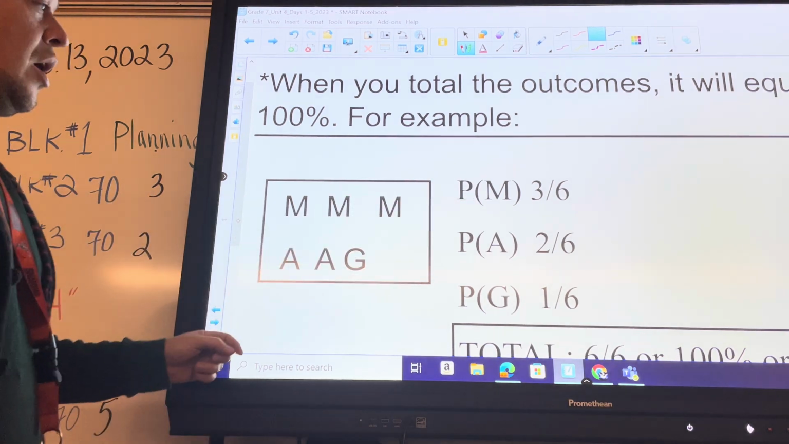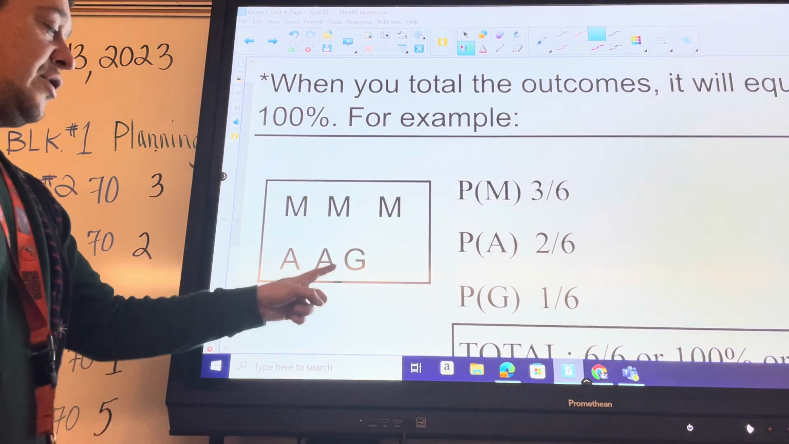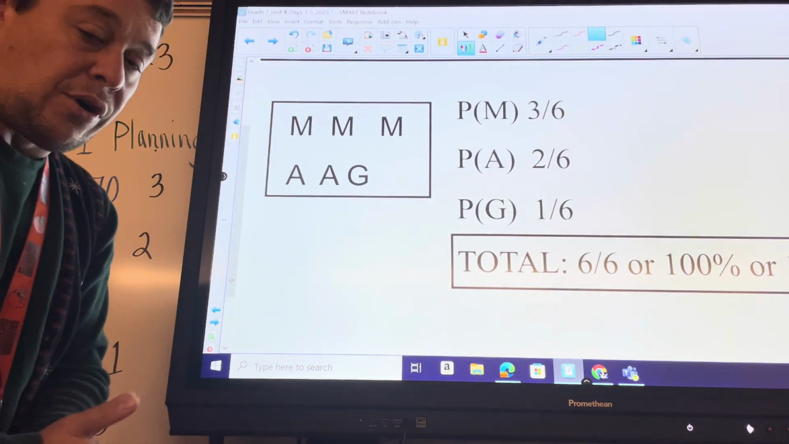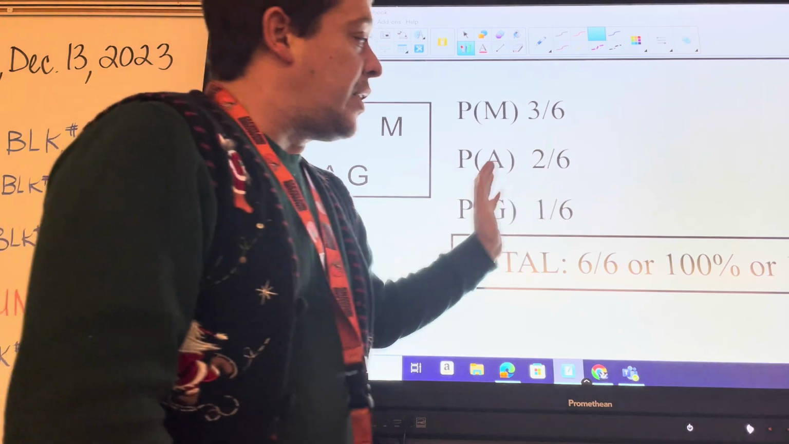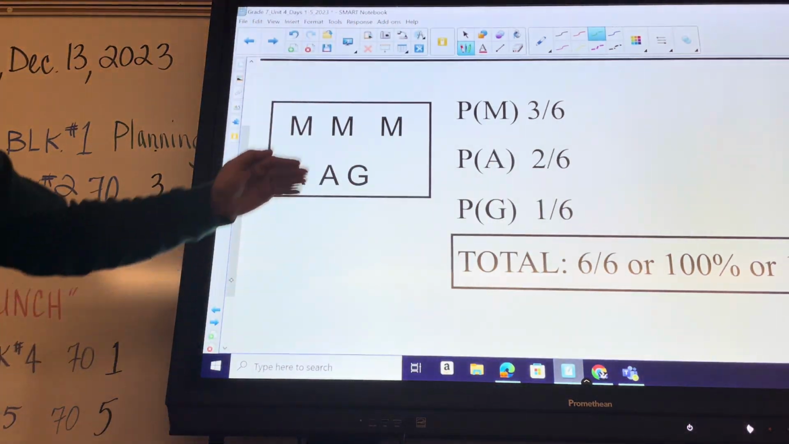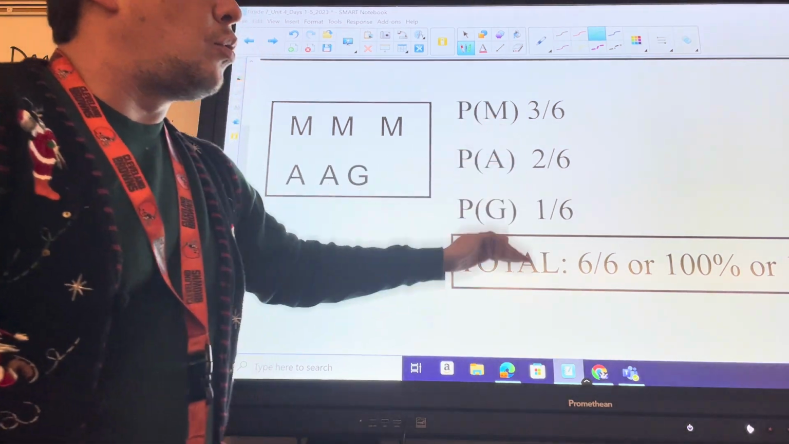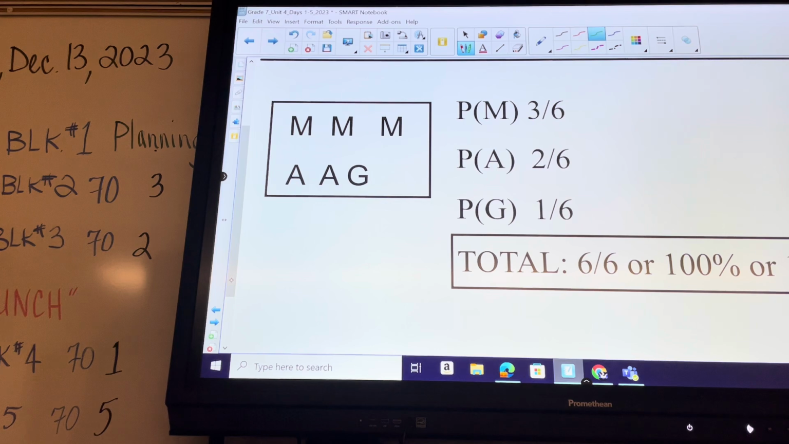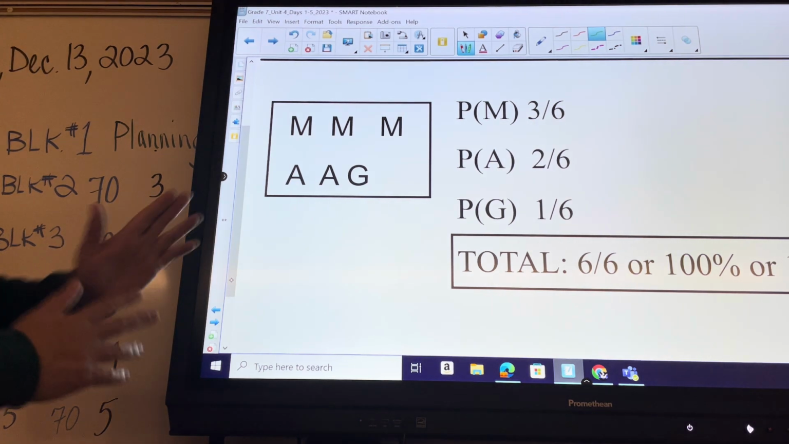The probability of an A is 2 out of 6. The probability of a G is 1 out of 6. Altogether, it is 6 out of 6, or 100%, or 1.00. These 3 things have to add up to 100%. That is how probability works. No matter what, there's 100% something is going to occur.